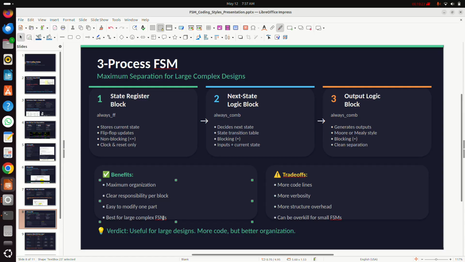When we use a three-process FSM, all blocks are already separate. But there are some drawbacks in a three-process FSM: more lines of code, more verbosity, more structure overhead, and it can be overkill for a small FSM. So for small FSMs we use a one-process FSM, and for larger and more complex designs we can go for a two-process or three-process FSM.